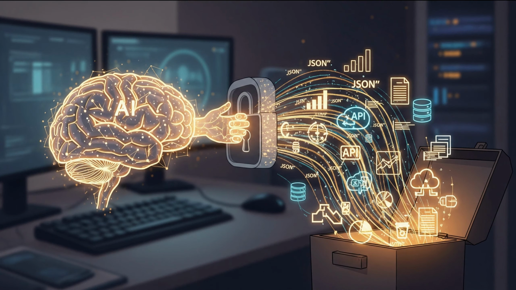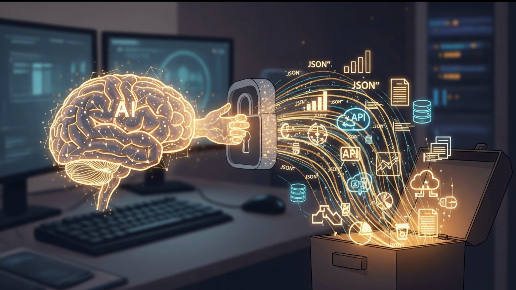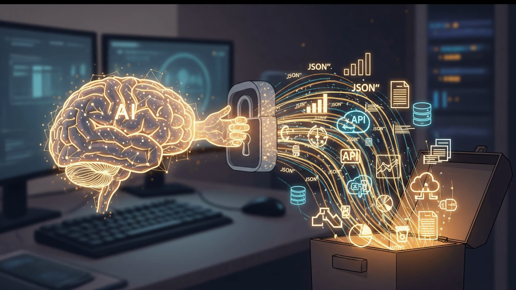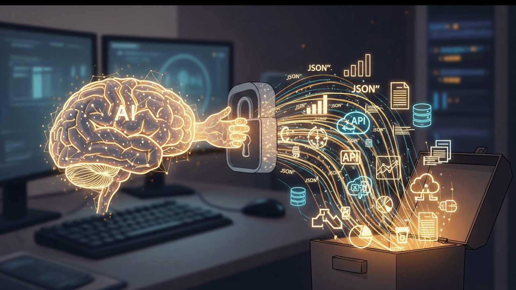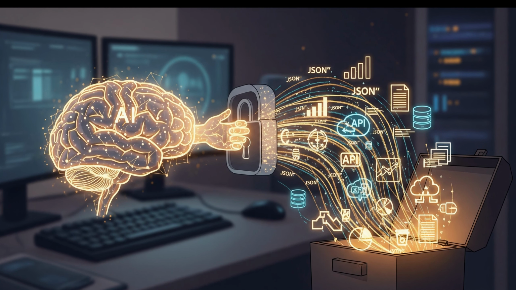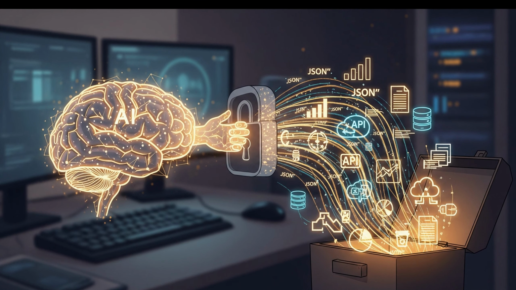Why do tools matter? Tools extend an agent's capabilities beyond its training data, letting it fetch up-to-date information, perform computations, access private systems, or trigger side effects. That expansion is what turns clever text into practical automation.